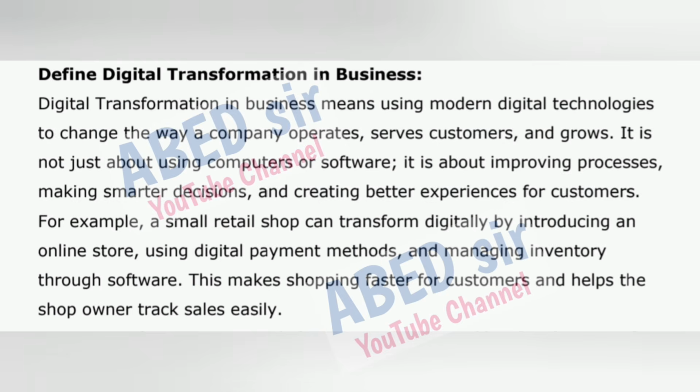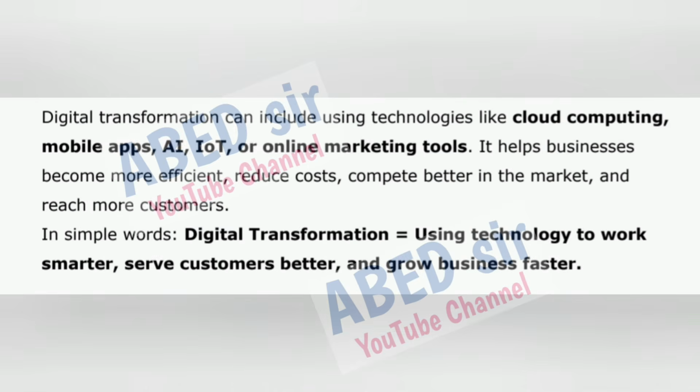For example, a small retail shop can transform digitally by introducing an online store, using digital payment methods, and managing inventory through software. This makes shopping faster for customers and helps the shop owner track sales easily. Digital transformation can include using technologies like cloud computing, mobile apps, AI, IoT, or online marketing tools. It helps businesses become more efficient, reduce costs, compete better in the market, and reach more customers. In simple words, digital transformation is equal to using technology to work smarter, serve customers better, and grow business faster.